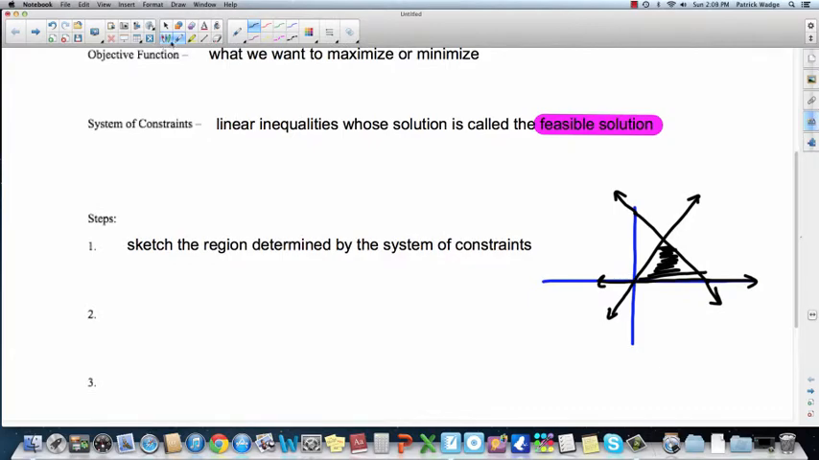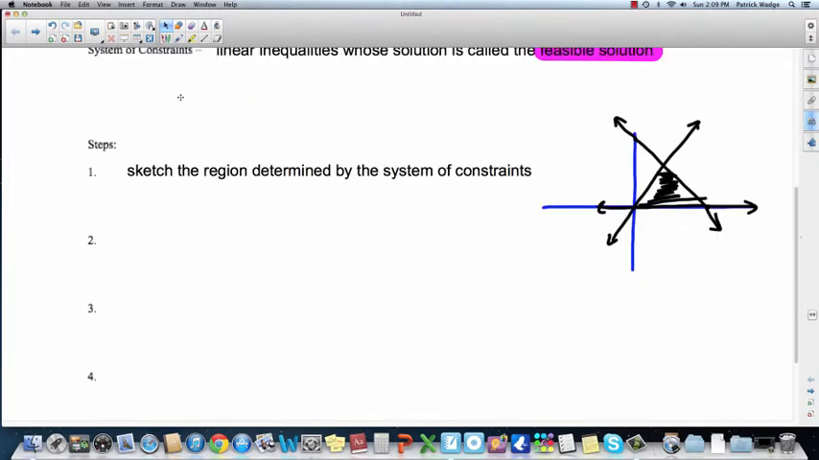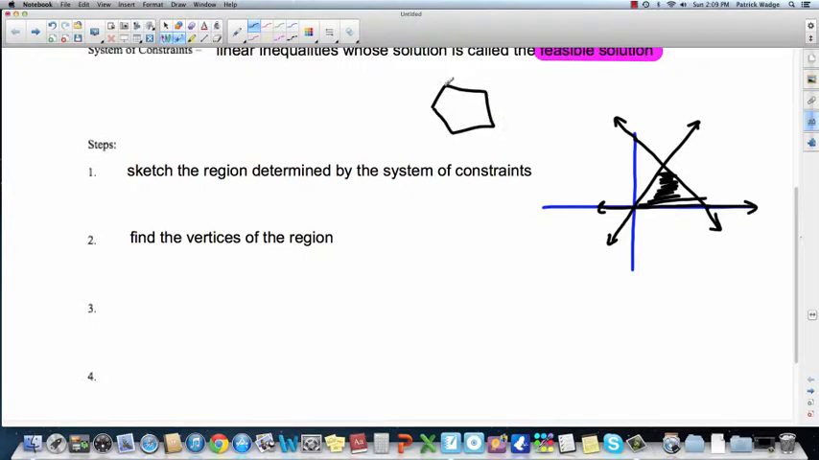Now, here's the cool thing about these optimization problems: the only place where a true maximum or minimum could be is at the vertices of the shaded area. You know what a vertex is? It's like a point, right? So if I draw any shape, any closed polygon like this, the vertices are the points, like 1, 2, 3, 4, 5. Those are all vertices. Triangle, 3 vertices. Square, 4 vertices, right?